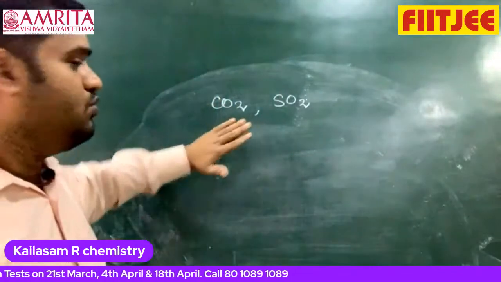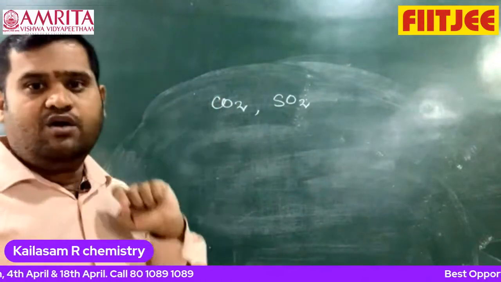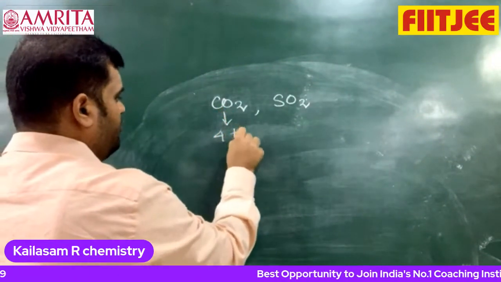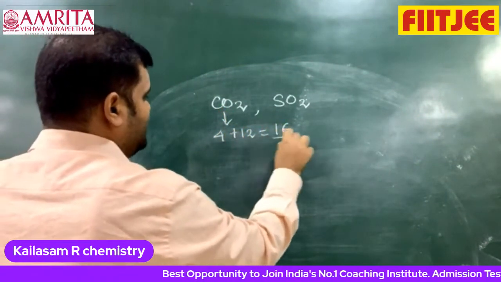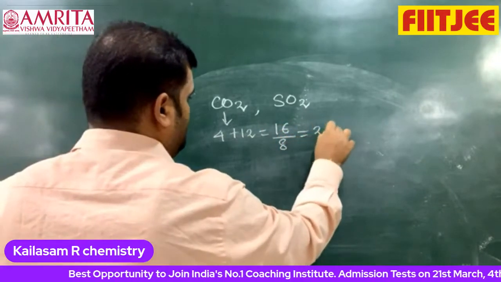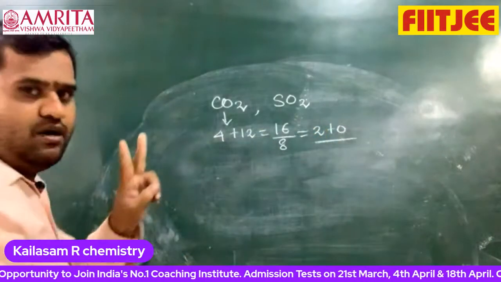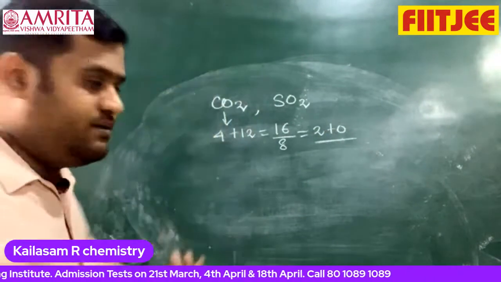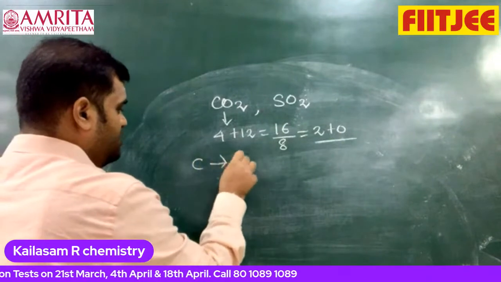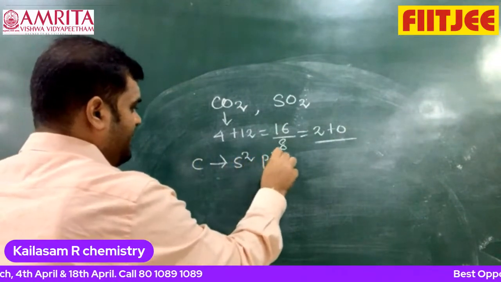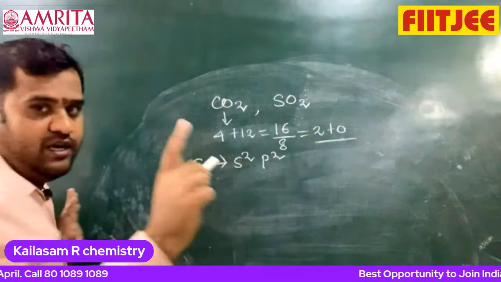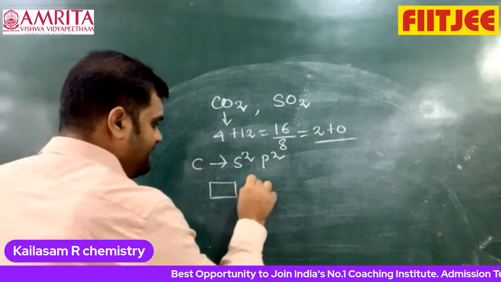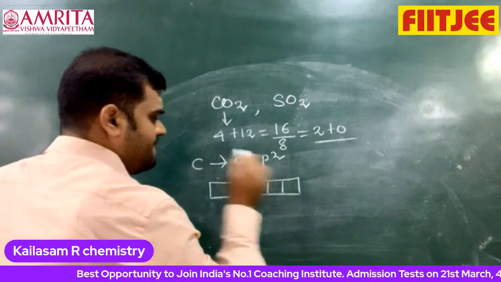Now I am going with CO2. I'll tell you how to go with the VSEPR theory first. Very simple. Carbon has 4, plus 12, that is 16. 16 by 8 is 2 plus 0. That means 2 bond pairs should be present in the excited state of carbon. I am making carbon 2s2 2p2. Now look at this. 2 means it should be sp hybridization. Look at this. I have taken it like this.